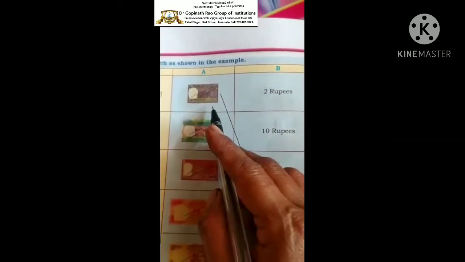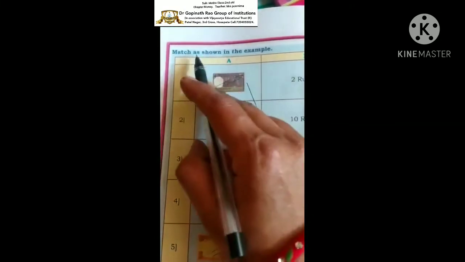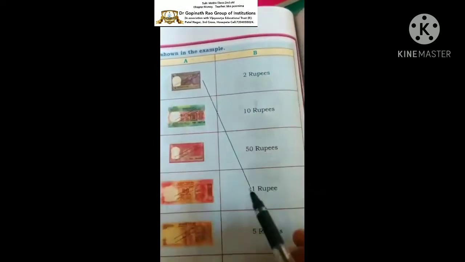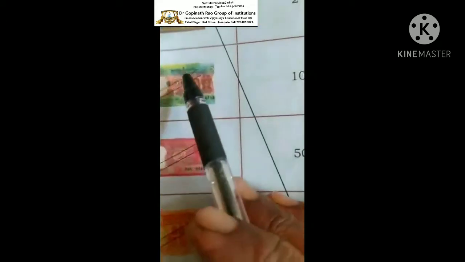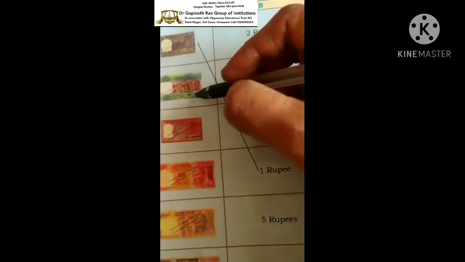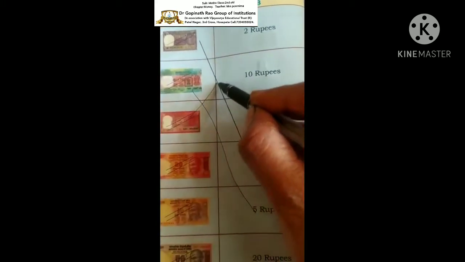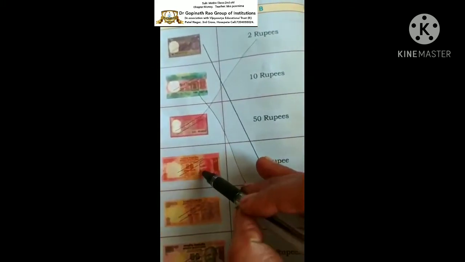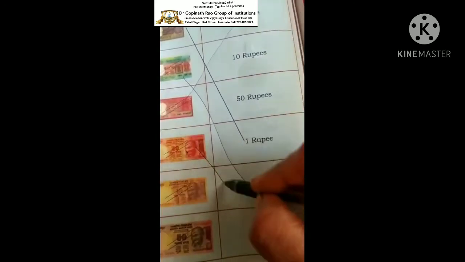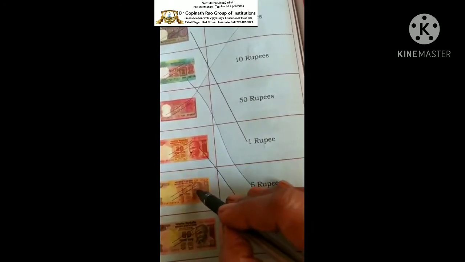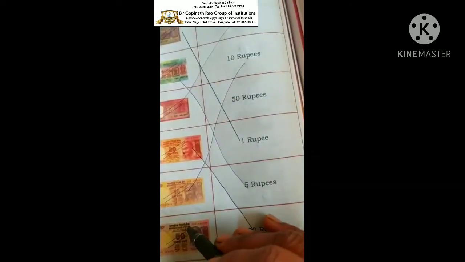See, we have to match. This is a 1 rupee. Match as shown in the picture. We have to match the rupees that are given to where it is written. Which is this, children? See here, we can see 5. Where is 5 rupee? Here. Just draw a line and match. This is 2 rupees. This is 20 rupees. 10 rupees. 50 rupees.